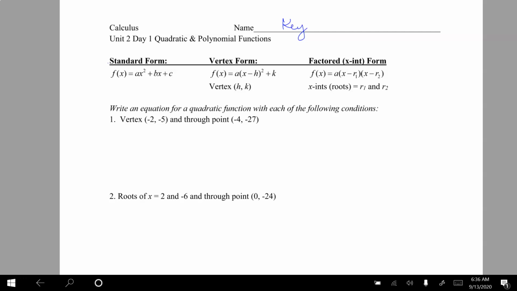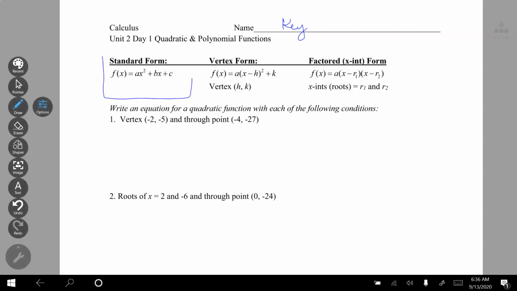We're looking at three forms. Standard form, which I don't think I'm going to get too much use today. Vertex form, very important. And then factored form.